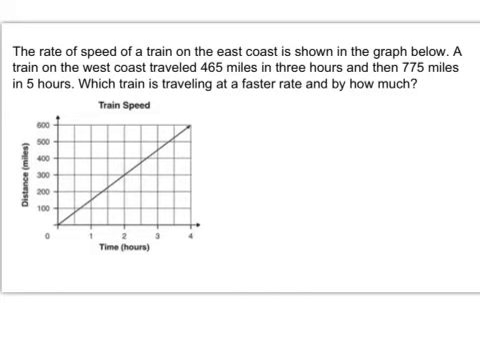So I'm going to first identify my question after reading the problem. I'm looking for the faster train, so the faster rate and by how much. So this is telling me I need to find the constant rate, which is also the slope.